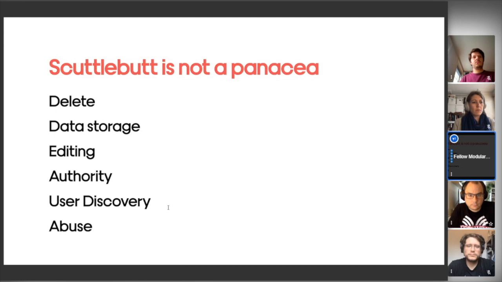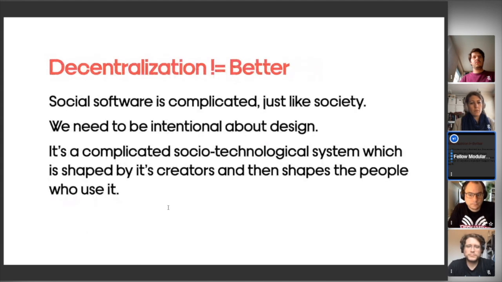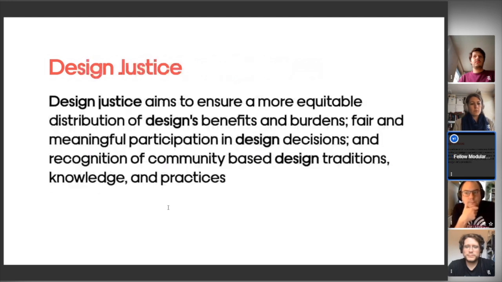Scuttlebutt right now has a few major problems: delete, data storage, editing, authority, user discovery, and abuse. And we've been working on trying to figure that out. This is a discussion that's happened a lot with Signal and Matrix and Scuttlebutt: decentralization doesn't always mean better. We have to look at the software we're building and see, does it make the world better? Does it work better? And how do we have a positive effect on the world?